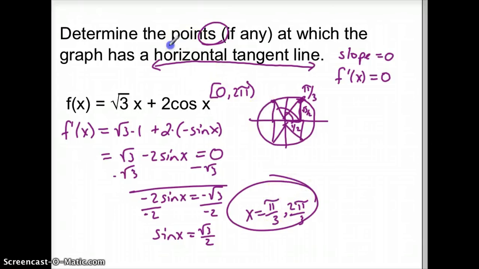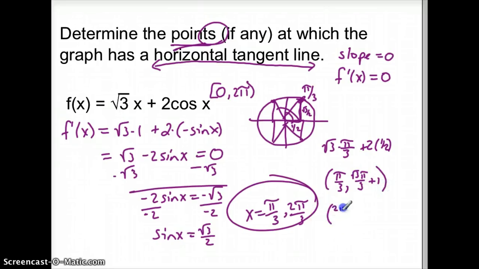Those are the x values. When they say points, though, we should probably plug them in to the function. So our y value would be square root of 3 times pi over 3 plus 2 times cosine of pi over 3. Cosine of pi over 3 is a half. So for the x value pi over 3, our y value is, that's 1. So square root of 3 pi over 3 plus 1.